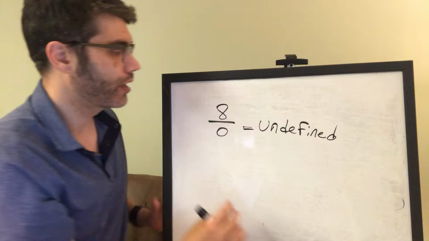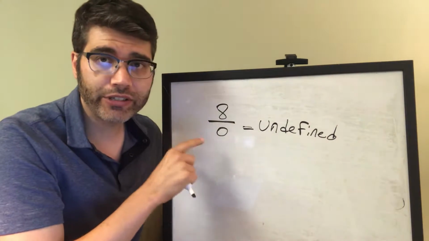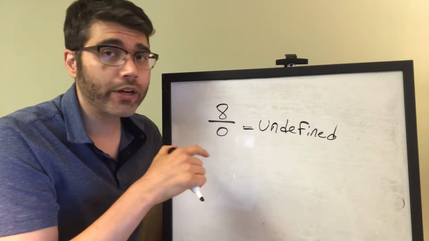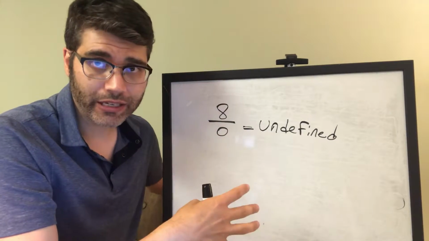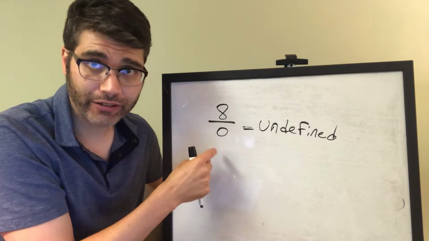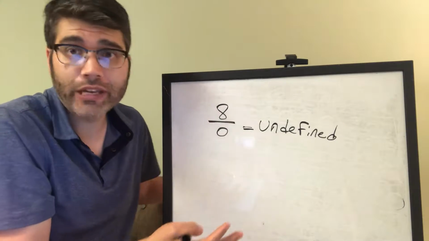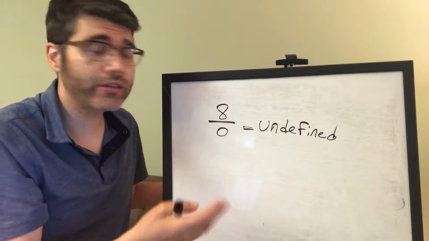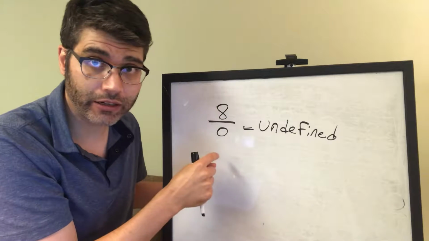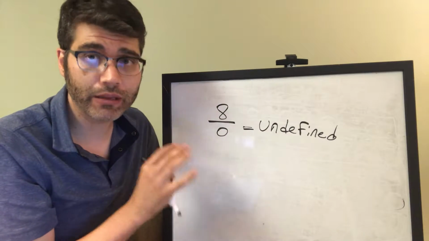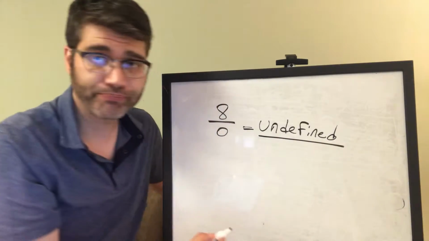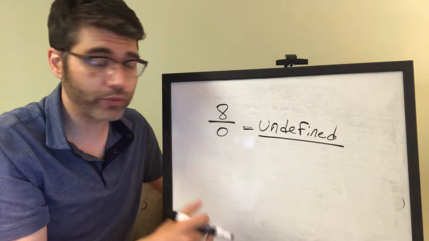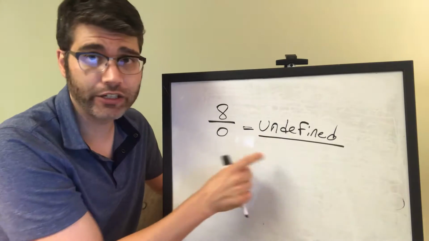Undefined. If there is ever 0 in the denominator, we are not able to ascertain the actual quantity of what the expression is trying to denote. We just don't know. So whenever there's 0 in the denominator, the only conclusion that we can make is that this expression is undefined. We can't say that it equals a number. We can only say that it is undefined.